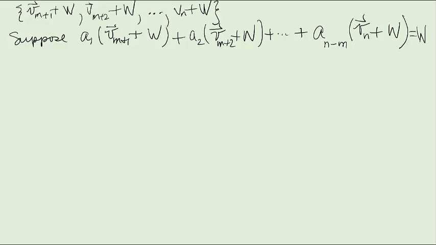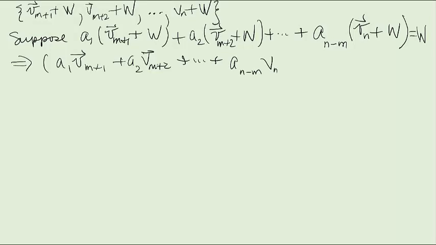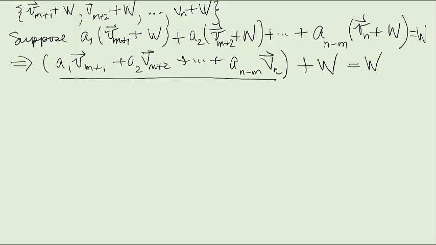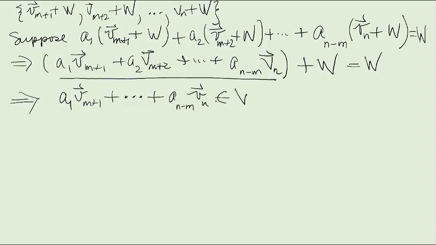When I say coset, I mean that we will use the fact that it is a vector space and rewrite this as, this implies that a1 v sub m plus 1 plus a2 v sub m plus 2 plus, plus a sub n minus m v sub n, that plus W is equal to W. Well, if its coset is W, then we know that that vector is in W. So this implies that a1 v sub m plus 1 plus up to a sub n minus m v sub n is an element of W.